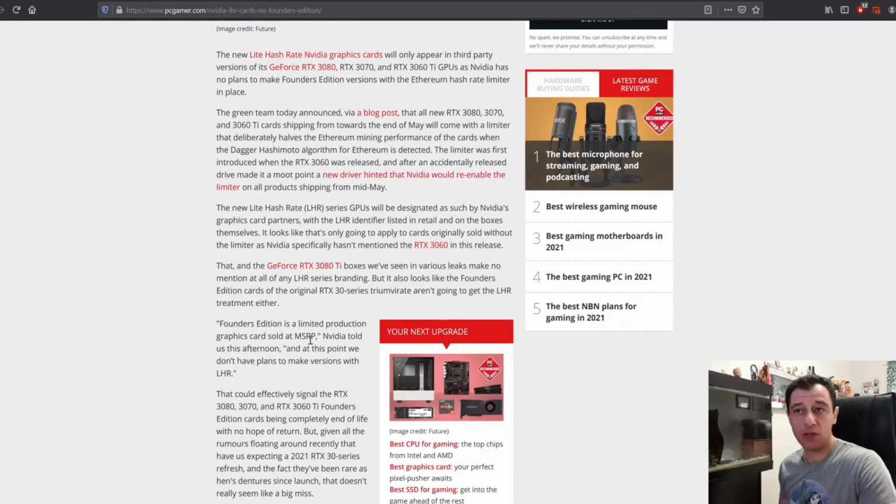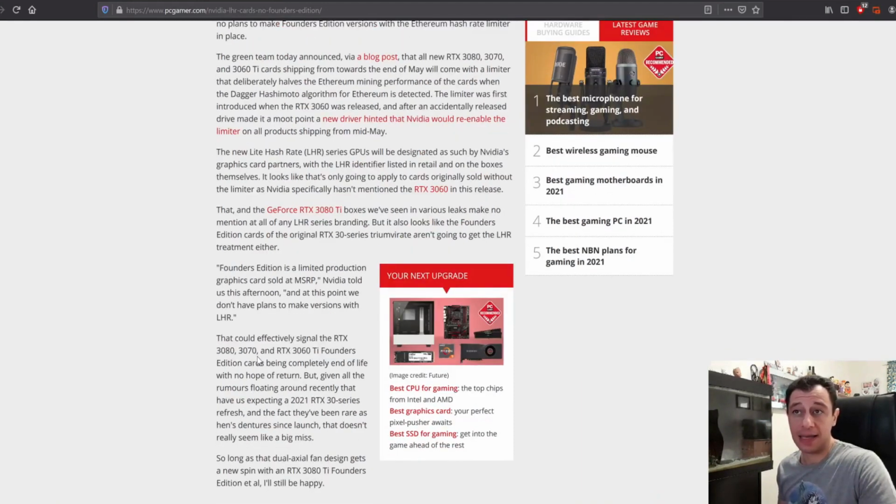So even though there will be a Lite Hash-Rate limiter on third-party board cards, there's not going to be a Lite Hash-Rate limiter on the Founders Edition of these cards, which will probably make the Founders Edition cards also harder to find as well. The article goes on to say that this could effectively signal the RTX 3080, 3070, and RTX 3060 Ti Founders Edition cards being completely end of life with no hope of return.